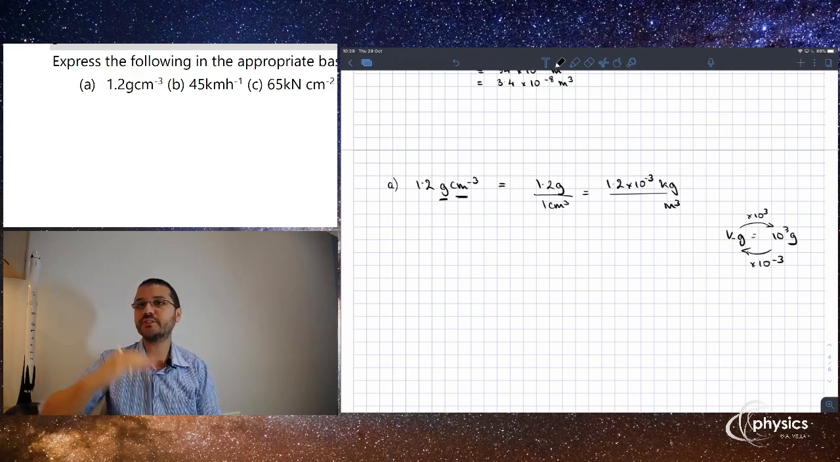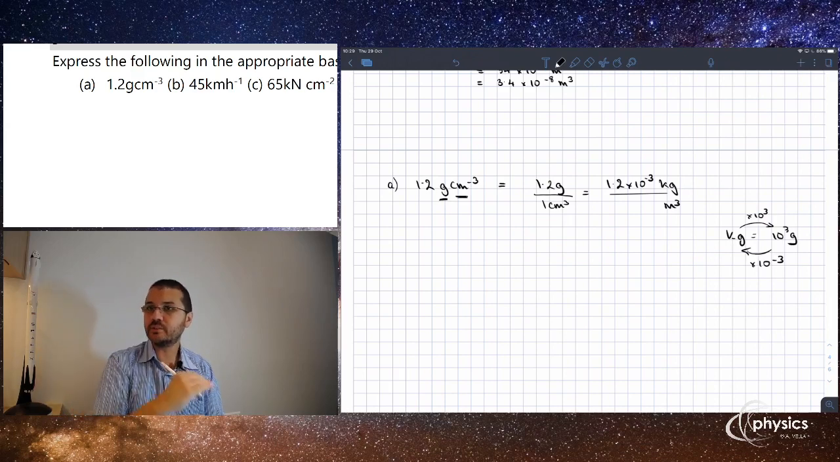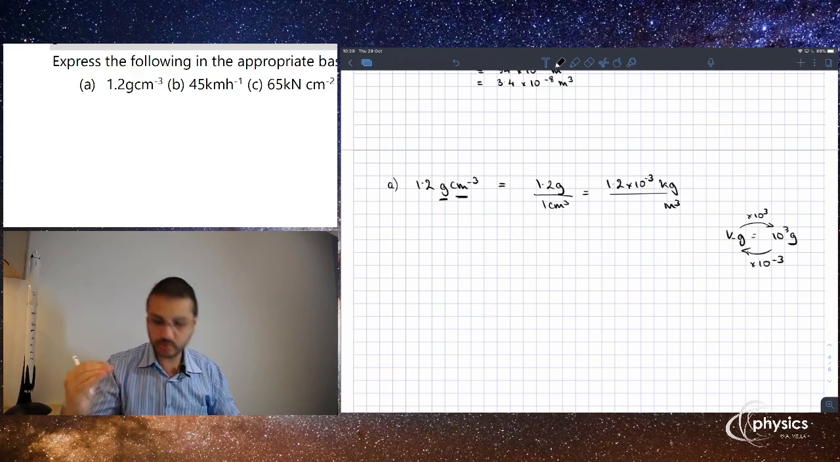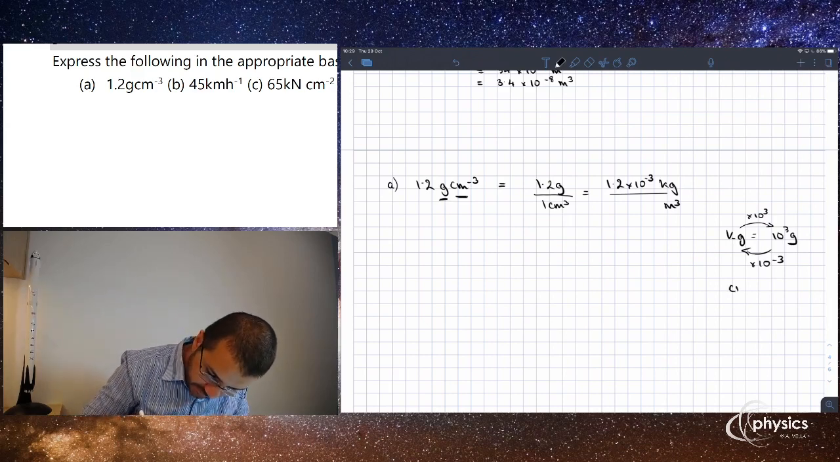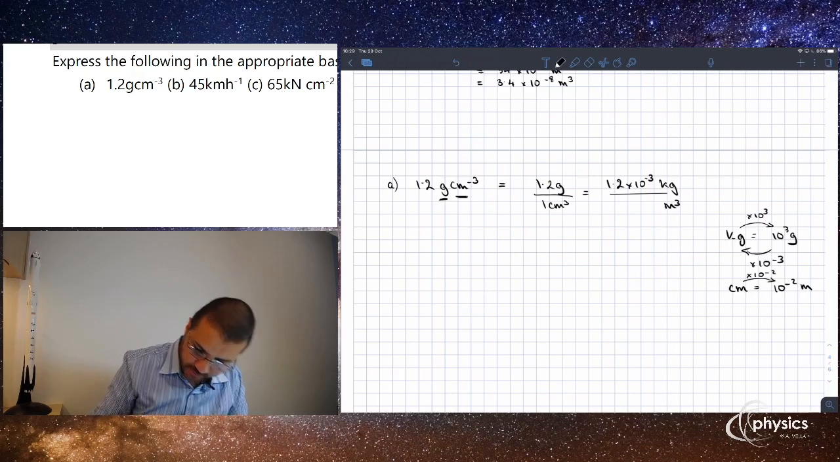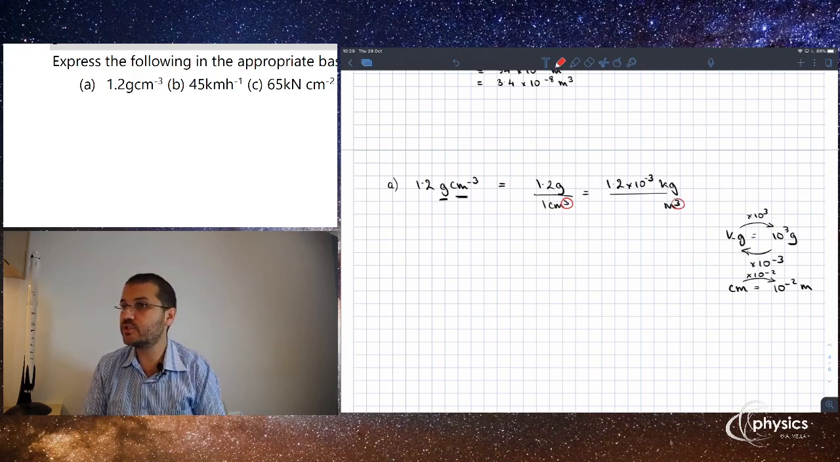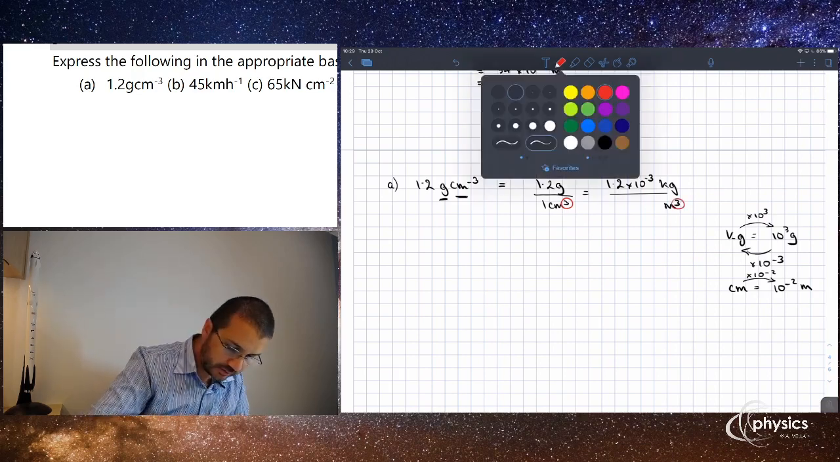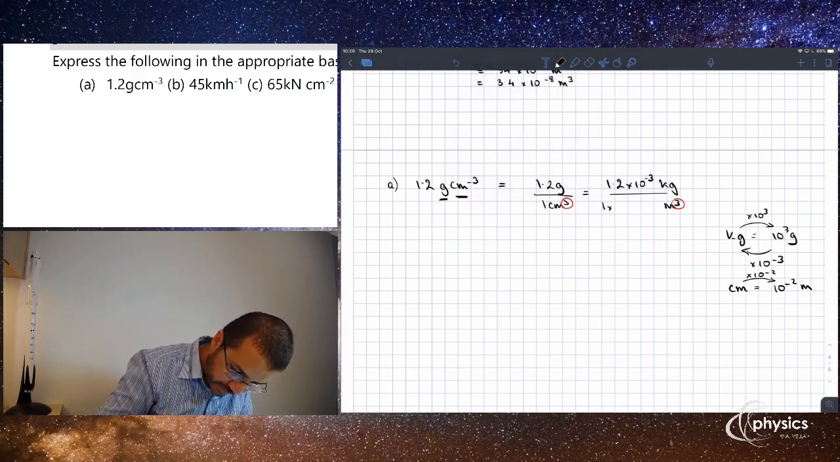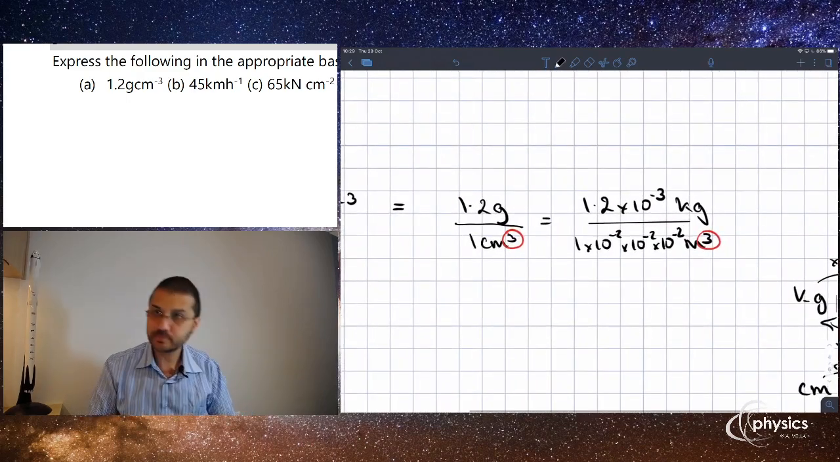Now we have to convert the denominator, from centimeters cubed to meters cubed. So how do we do it? A centimeter is 10 to the minus 2 meters. So to move from centimeters to meters, we have to multiply by 10 to the minus 2. But since it's cubed, we have to repeat the conversion 3 times. Therefore, I have 1 times 10 to the minus 2 times 10 to the minus 2 times 10 to the minus 2, for 3 times. Alright?